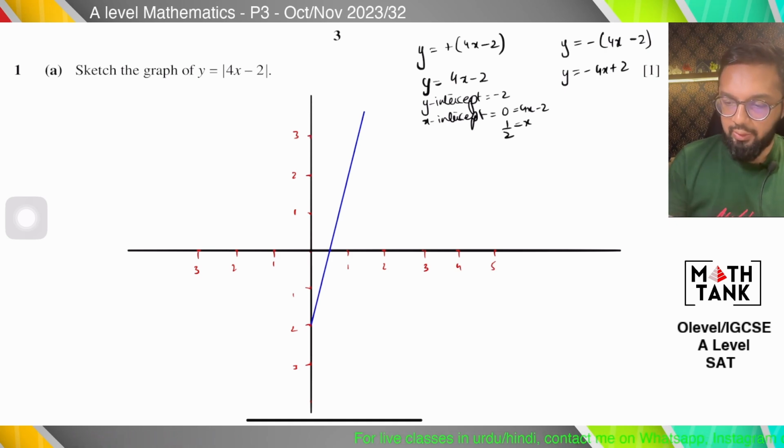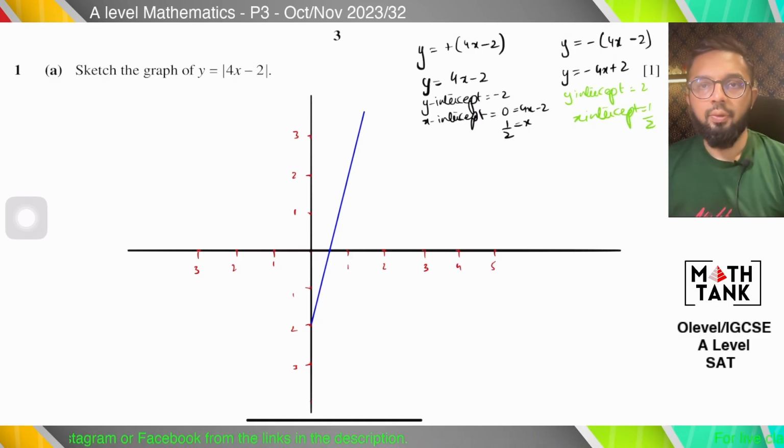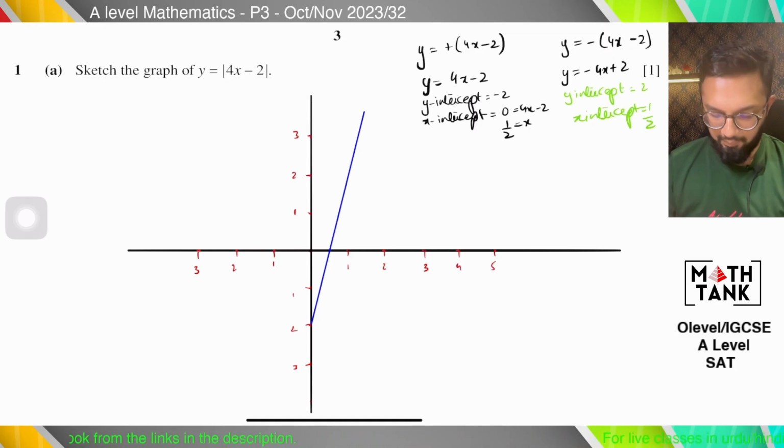Okay, then the other line has a y-intercept of, let's draw that with a green, y-intercept of 2 and x-intercept of half, I think, if you calculate that. Okay, so you have half and 2.